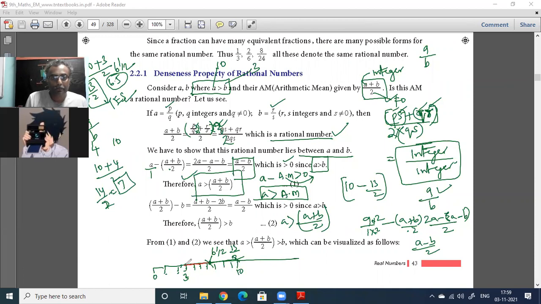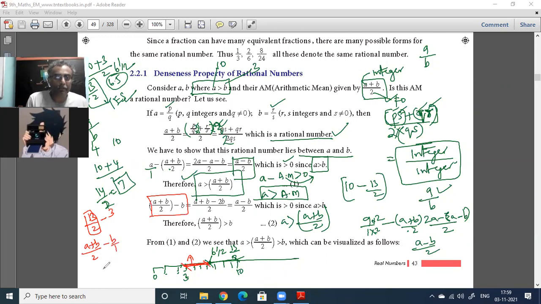3 to 6.5, this line. This length you have to now find out. For that you have to do 6.5 minus 3, or 13 by 2 minus 3. That is what they have done here: 13 by 2 minus 3. That is a plus b by 2, the arithmetic mean again, minus b.